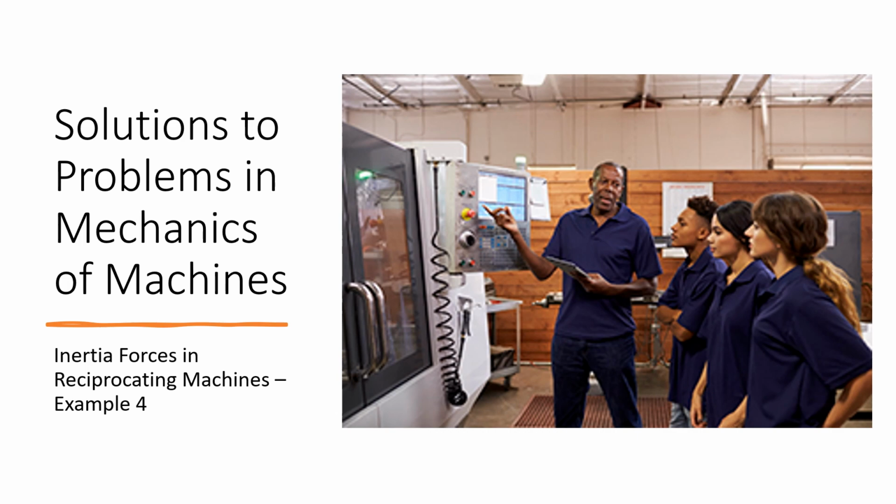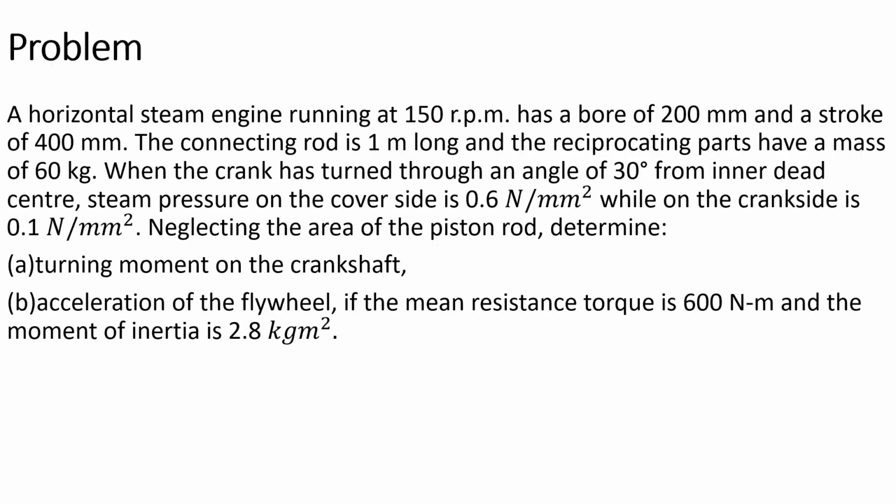So our problem for today: a horizontal steam engine is running at 150 revolutions per minute, has a bore of 200 millimeters and a stroke of 400 millimeters. The connecting rod is 1 meter long and the reciprocating parts have a mass of 60 kgs.